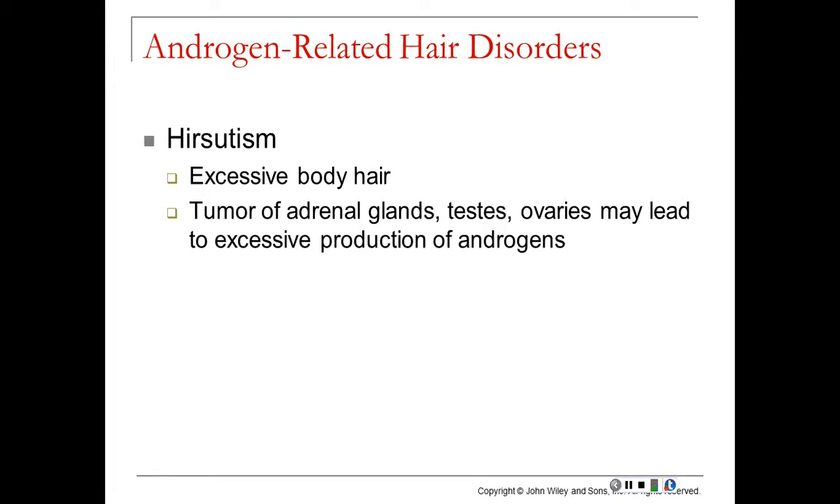Hirsutism is the condition of excessive body hair. This can result from a tumor on the adrenal glands or tumors on the testes and ovaries as well, leading to overproduction of androgens, which will then lead to excessive body hair.